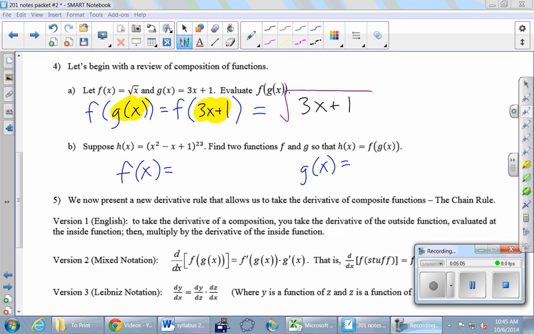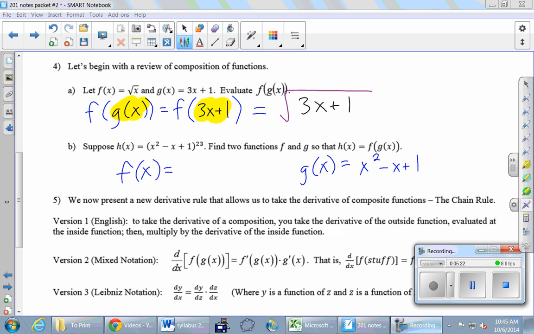X squared minus x plus 1 is inside, right? It's in the parentheses, just like something was under a square root. Which one is the inner function, f or g? G. So it seems quite natural to put x squared minus x plus 1 over here. That's the inside.